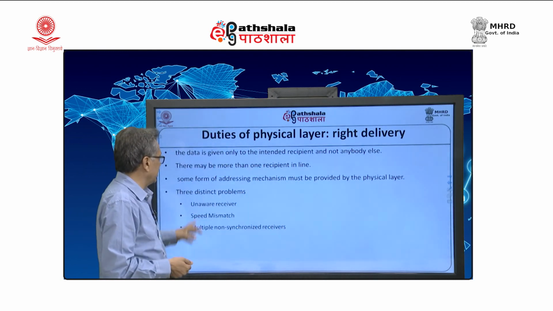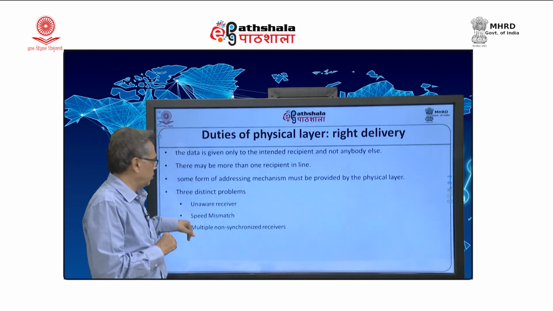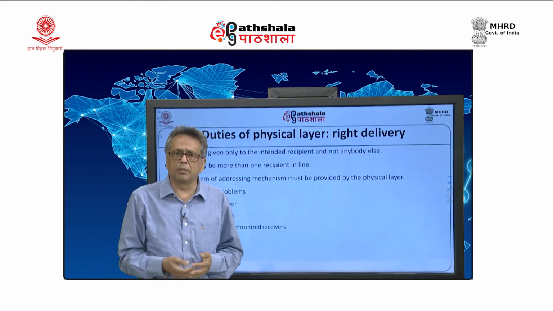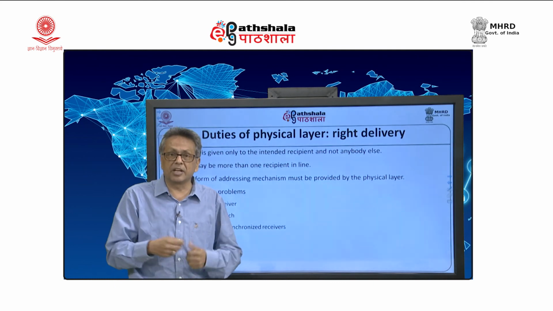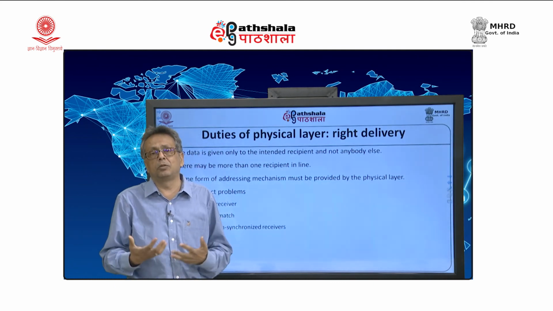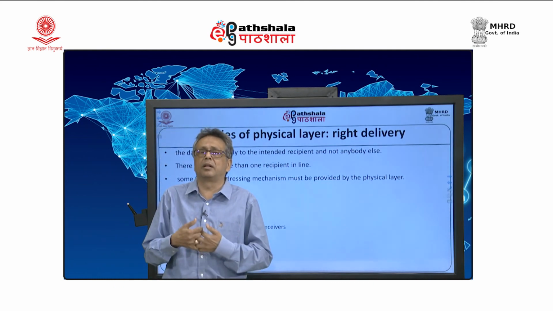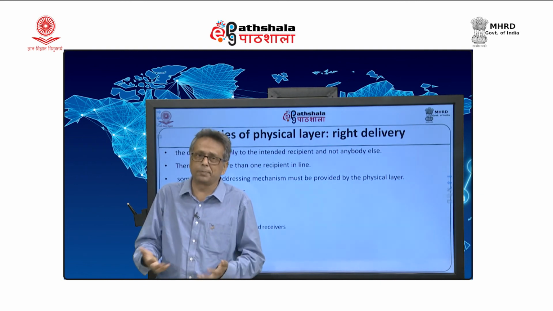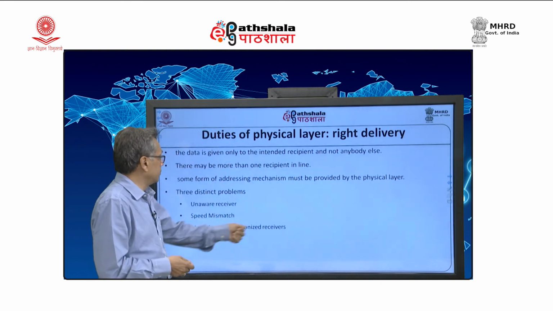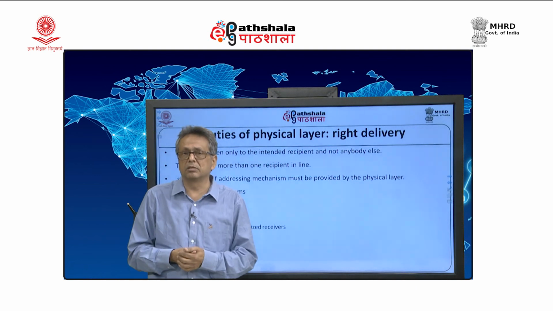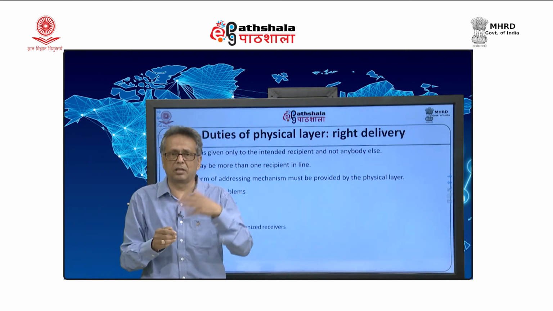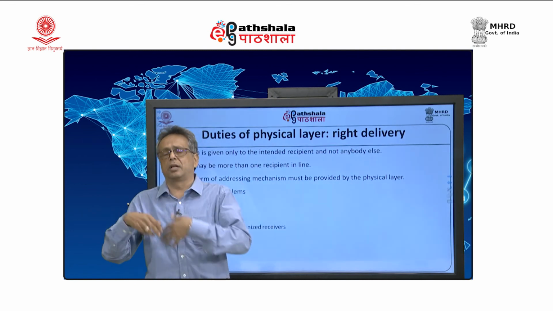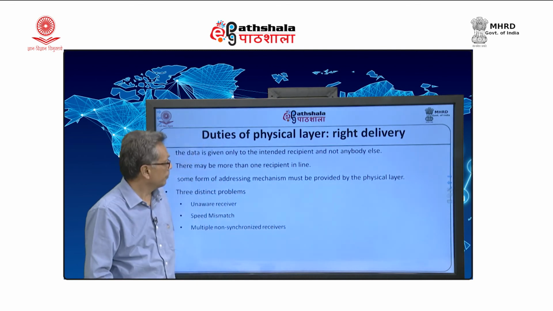Okay. There are 3 distinct problems that we will be talking about. Unaware receiver: I am sending data, but the receiver is not aware, so the data is lost. Speed mismatch: I am sending very fast, the receiver is not able to handle the data at that rate, so he is going to drop some packets. Multiple non-synchronized receivers: the very problem that I just talked about. I have multiple receivers and there is no synchronization, so some receiver will get data of some other receiver and so on and so forth.